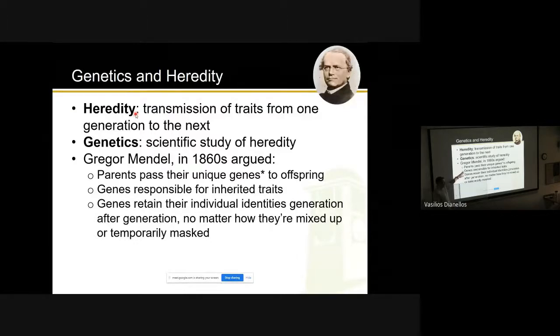And again, he didn't call them genes, but we know that they're genes, so I'm going to refer to them as genes. He also argued that genes retain their individual identities generation after generation, no matter how they're mixed up or temporarily masked. For example, do any of you have blue eyes but have parents with brown eyes?